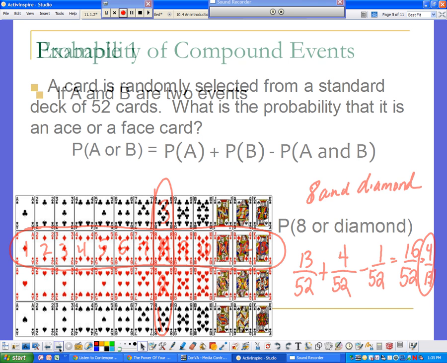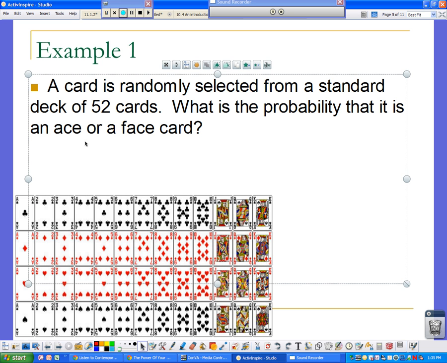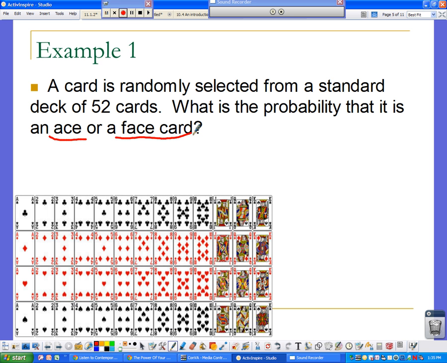All right, so let's take a look at another example. Still dealing with cards. What is the probability of randomly selecting from a standard deck of 52 cards an ace or a face card? So you count up the number of aces: 1, 2, 3, 4. So I have 4 out of 52. There's that word or, plus, and I have 12 face cards: 3, 6, 7, 8, 9, 10, 11, 12. So I have 12 out of 52.